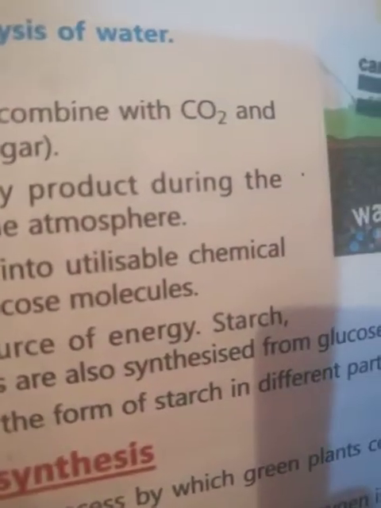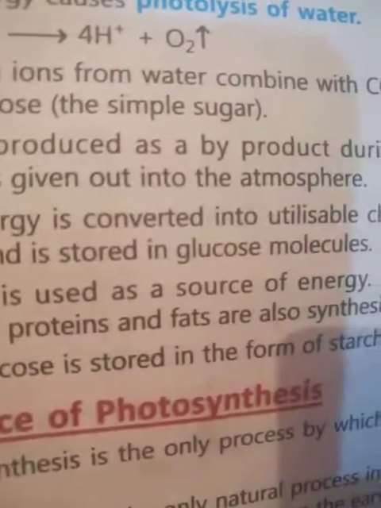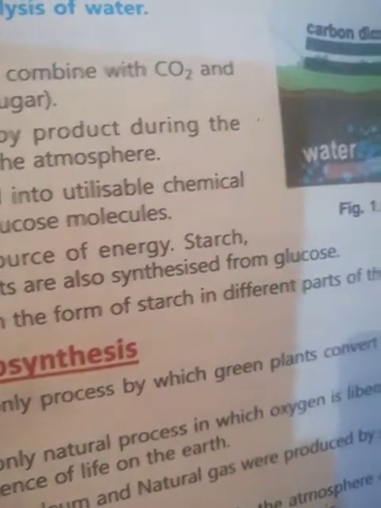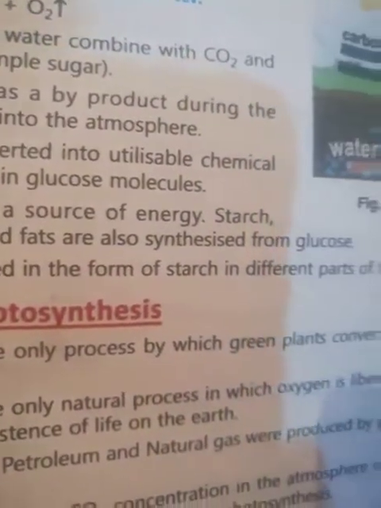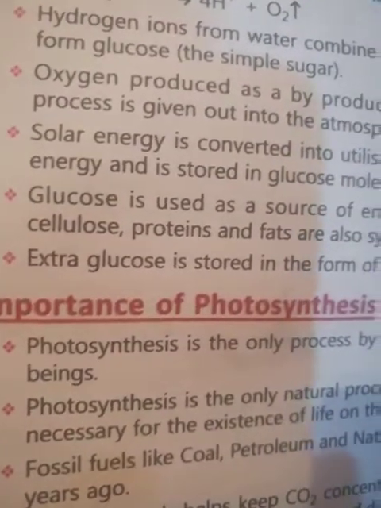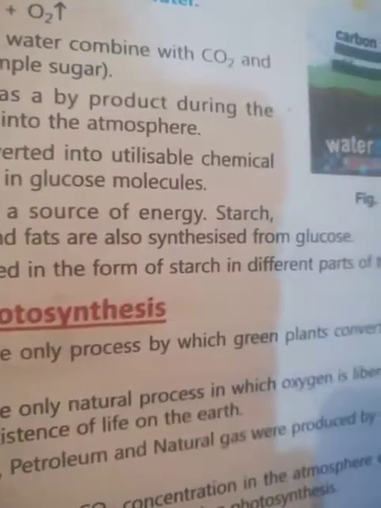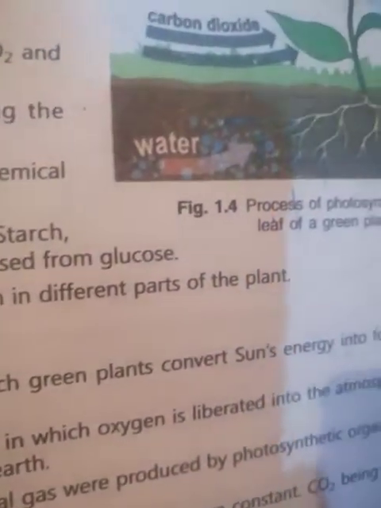Solar energy is converted into utilizable chemical energy and is stored in glucose molecules. Glucose is used as a source of energy. Starch, cellulose, protein and fats are also synthesized from glucose. Extra glucose is stored in the form of starch in different parts of the plant.